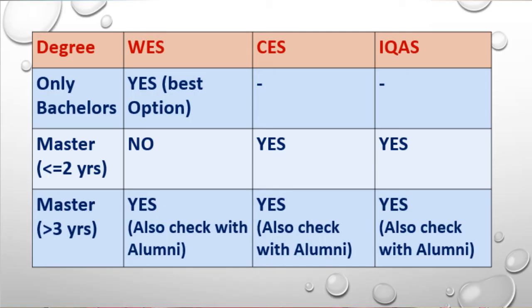So in summary, if you've done a bachelor's, then straight away go ahead with WES. If your master's is less than 2 years, then it's quite risky. And if your master's is more than 3 years, you can still get in touch with your alumni and understand if your degree and university are recognized as a proper master's, and you can go ahead with WES or IQAS or CES. So guys, that's about it.